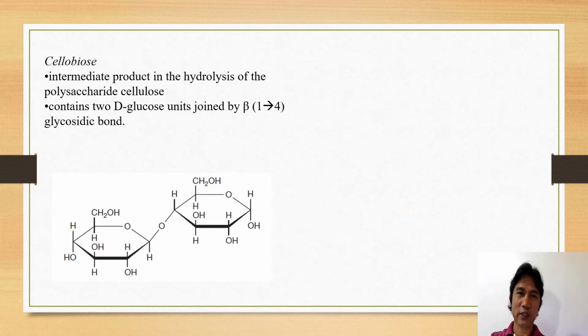Another disaccharide is cellobiose. Cellobiose is an intermediate product in the hydrolysis of cellulose. Cellulose is a polysaccharide, and just like starch, it is made up of many glucose molecules. But this time, the glucose molecules in cellulose are linked by beta 1,4. So, as you can see here, although it's made up of two glucose molecules, the bonding is different.